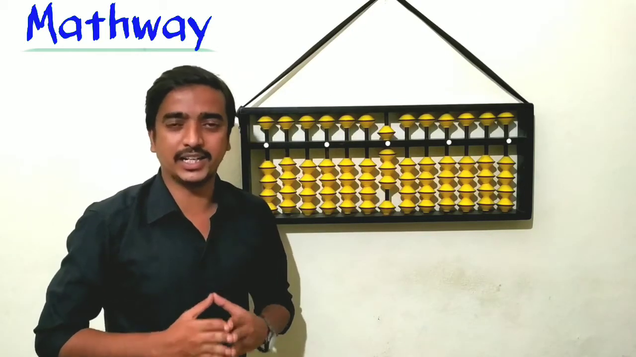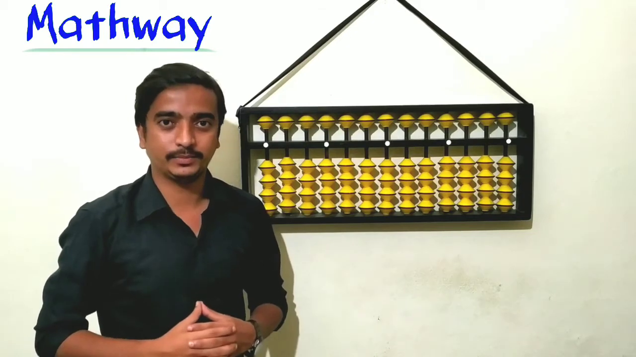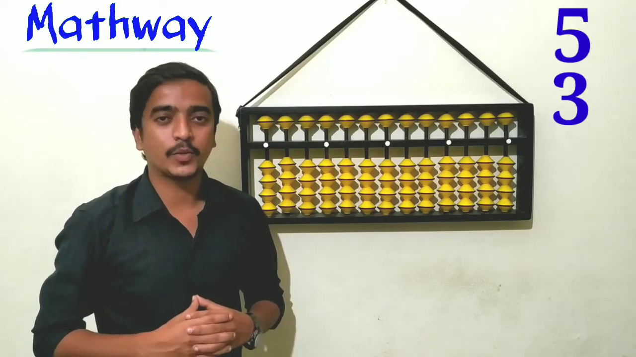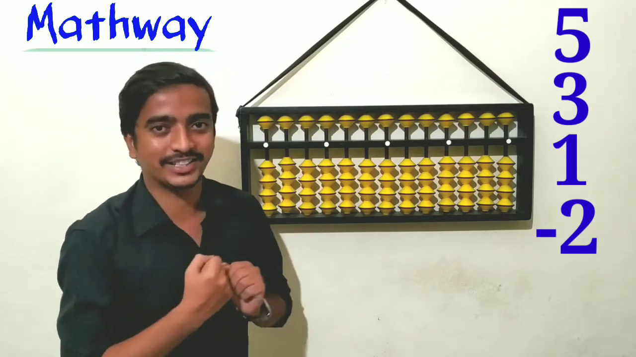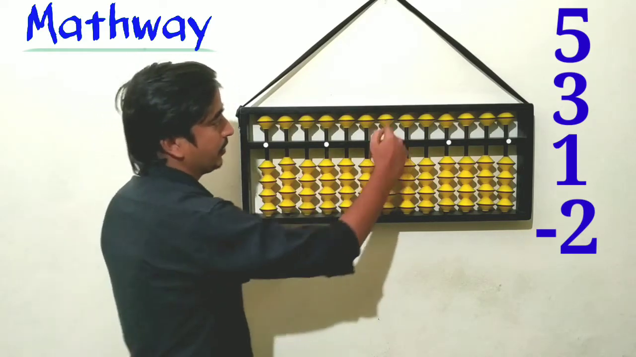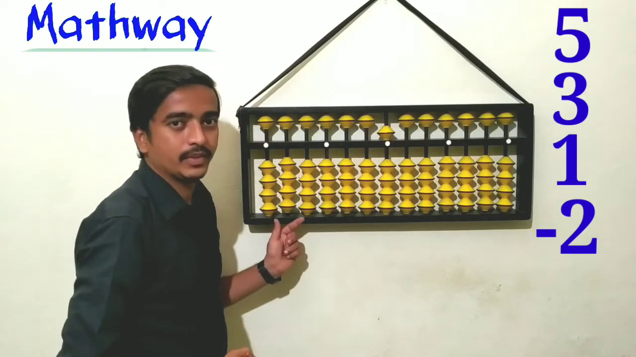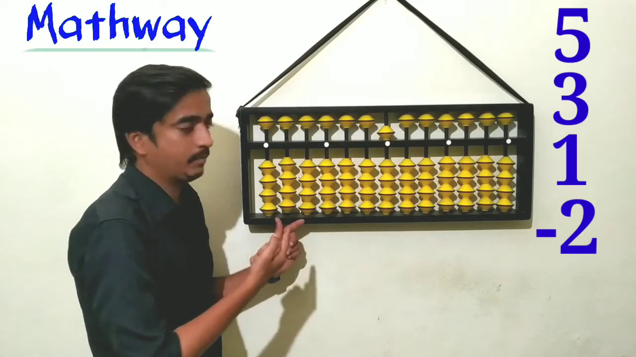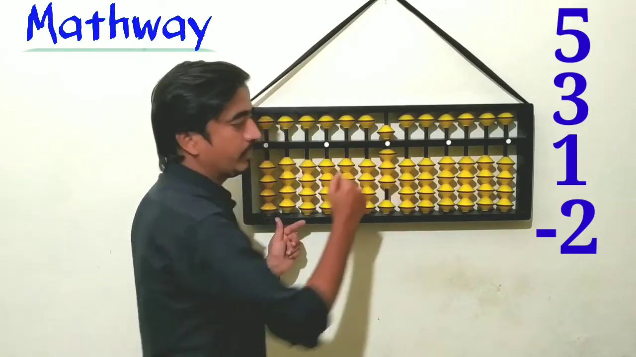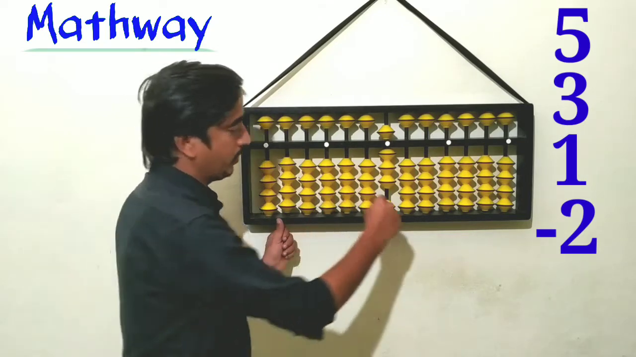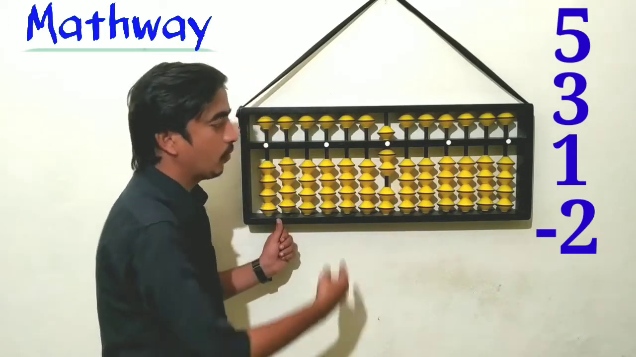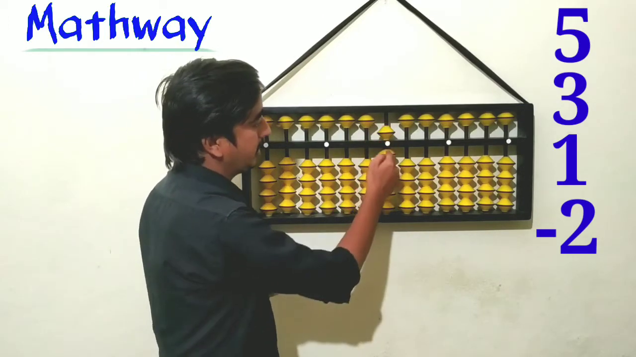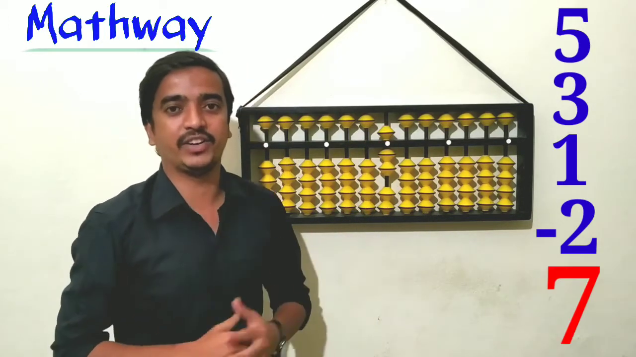Let's take another example. 5, 3, 1, minus 2. Let's do this on the abacus. The first number is 5, so take 5. What's the second number? 3. So take 3 here. 1, 2, 3. And the third number is 1, so plus 1. Minus 2, so take away 2 beads. What is this number here? 5, 6, 7. So the answer is 7.